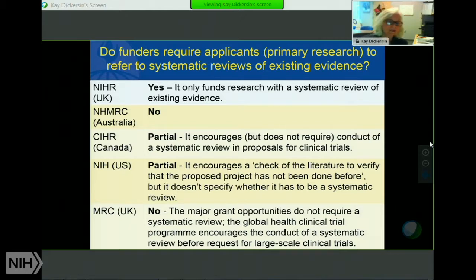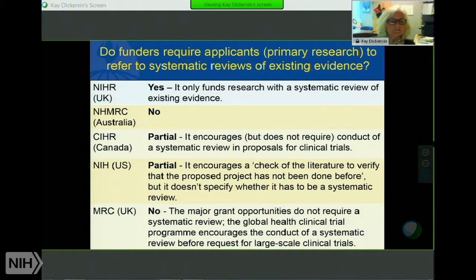Now, one thing that's been suggested and is used in at least the UK is, should funders require applicants to refer to a systematic review, either their own or somebody else's, to show that what they're proposing needs to be done? There really is an evidence gap. And as you can see, the NIHR in the UK that funds medical research, yes, they do require a systematic review of evidence. But for the most part, other funders in the world either don't or only partially require a systematic review.